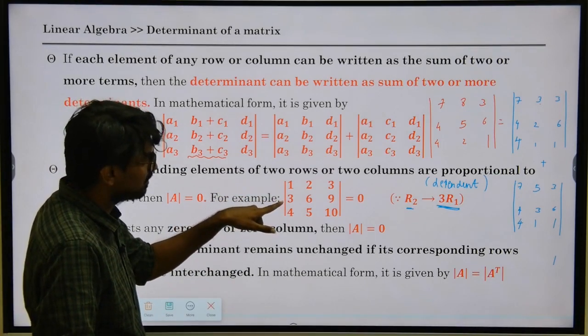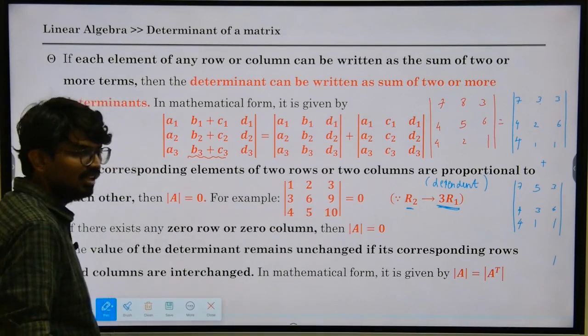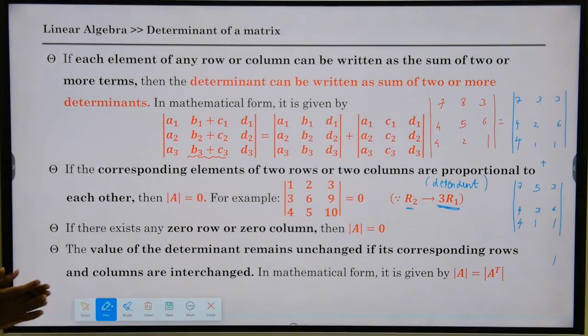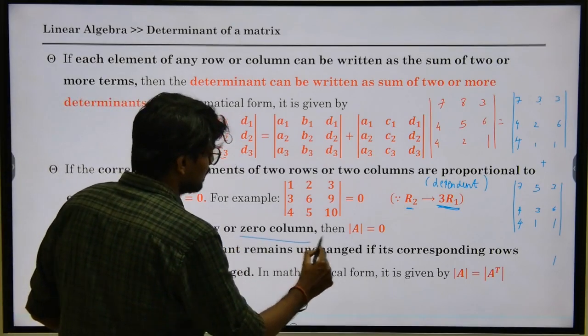So whenever there is a dependent row present, I will make that to be 0. Determinant of the matrix will be 0. Dependent row or dependent column. Okay. Next. This one you know. If there is any 0 row or 0 column, determinant will become 0.